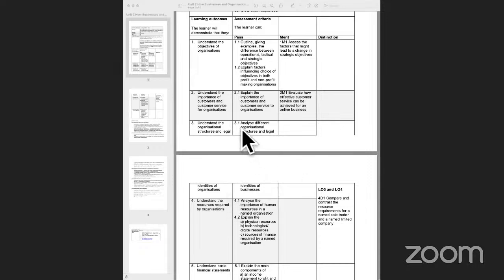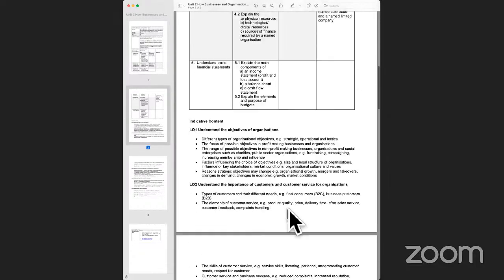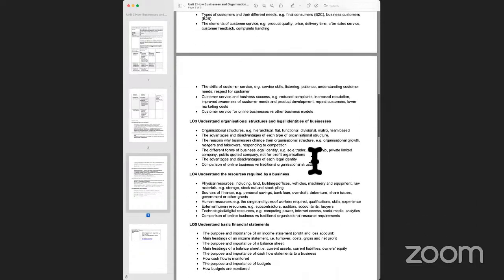So there's just the one assessment criterion in learning outcome 3 today, and that is what we're going to be discussing. Some of the content we need to refer to is the different types of organizational structures, and the advantages and disadvantages of each type. And then legal entities in terms of how businesses can be set up, and the advantages and disadvantages of each type.